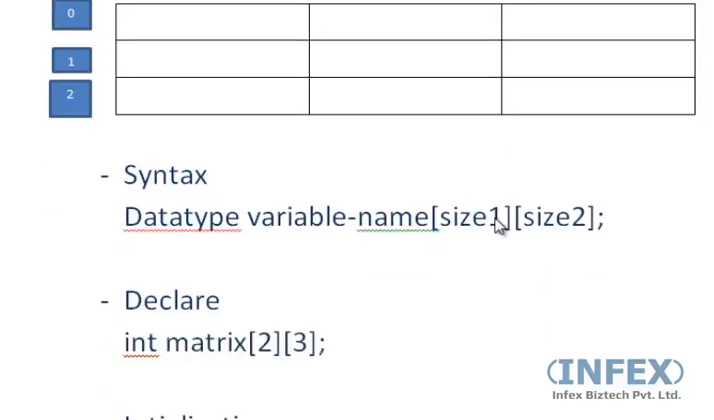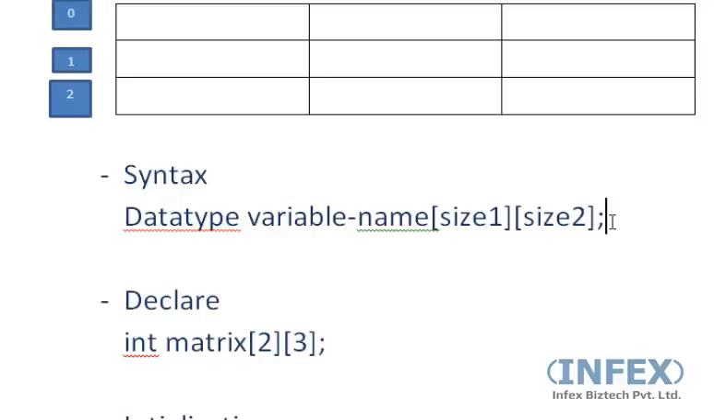This is the syntax of a multi-dimensional array: data type, variable name, size 1 and size 2. Data type refers to the data type of the array, variable name refers to the name of the array, size 1 refers to the number of rows and size 2 refers to the number of columns.